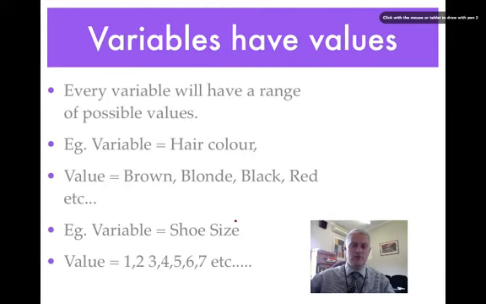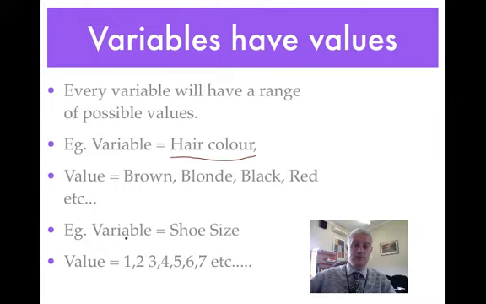So, what kind of values can variables have? They can have a range of possible values. For example, the variable that we talked about for hair colour. You can have brown hair, blonde hair, black hair, red hair, green hair, pink hair, depending on what colour hair dye you use. The hair colour is the name of the variable. The value given can be all sorts of different words, all sorts of different colours.